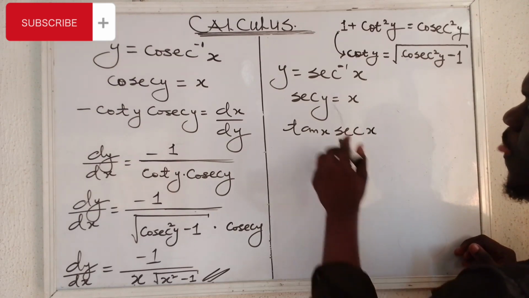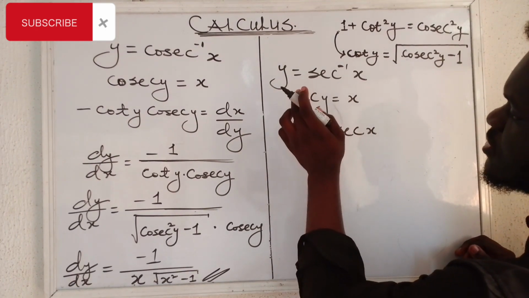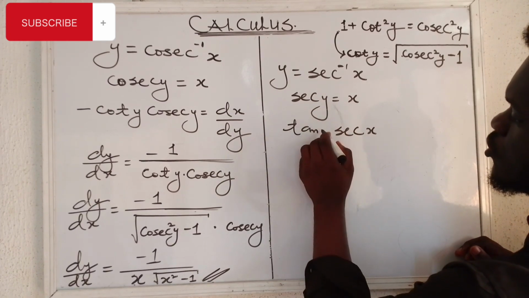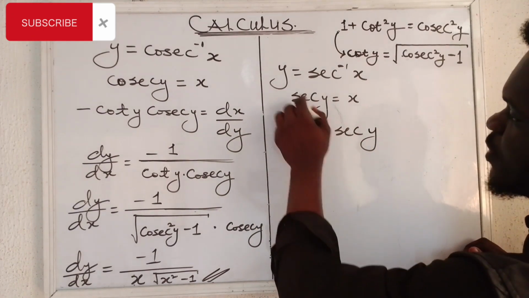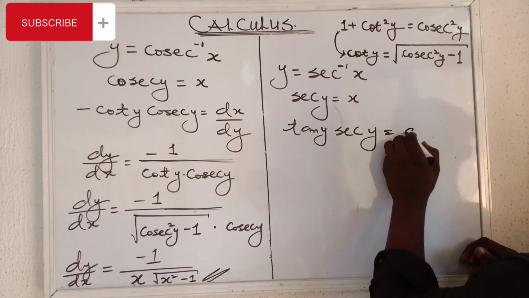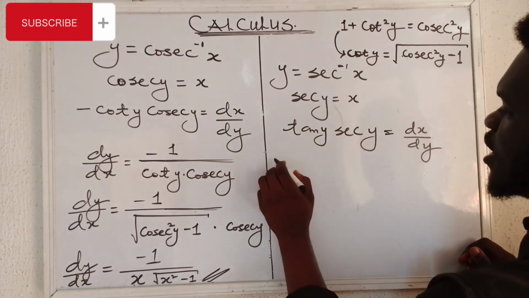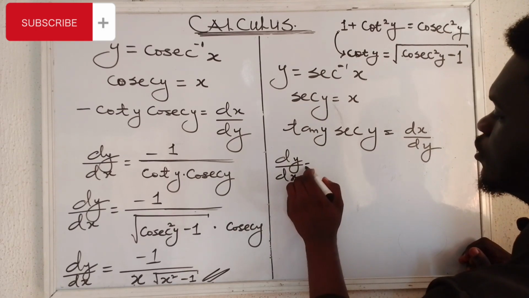If you differentiate secant y, you're going to get tan. Sorry, this is going to be y. Yes, check my video also, I made a special video on that. Check on it and understand what I did here. Because you are differentiating, you're going to get dx/dy. Making dy/dx the subject of the formula there, you have dy/dx would be equal to what?